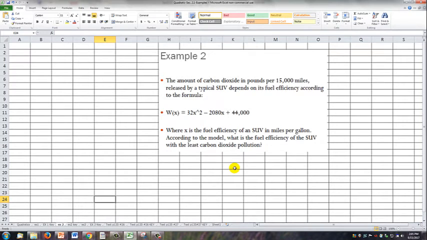Alright, so we want to start with example 2. It says the amount of carbon dioxide in pounds per 15,000 miles released by a typical SUV depends on its fuel efficiency according to the formula.